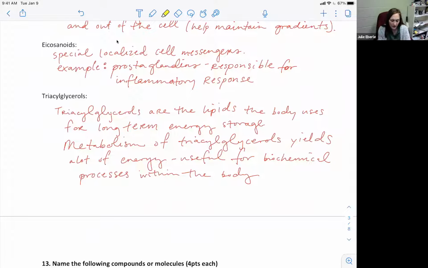Triacylglycerols, these are really, really important lipids. We're going to have a whole chapter on this when we get to metabolism of fats. But triacylglycerols are the lipids that the body uses for long-term energy storage. And metabolism of triacylglycerols yields a lot of energy.